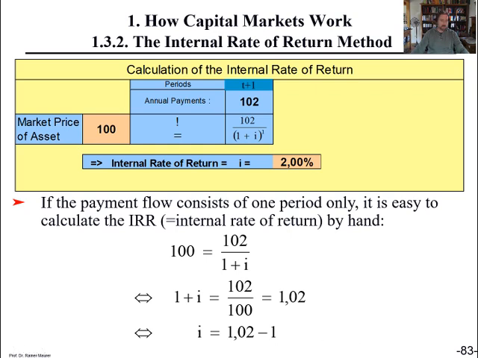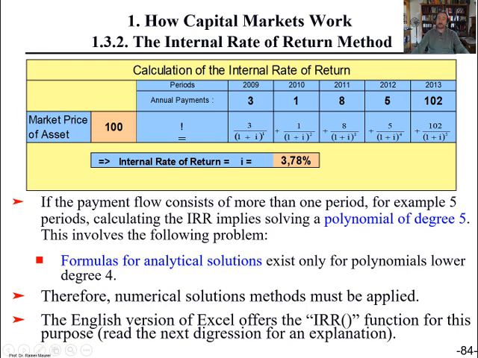Finding the internal rate of return gets, however, much more difficult if payments spread over more than just 1 year. If the payment flow consists of more than one period, for example 5 periods, calculating the internal rate of return implies solving a polynomial of degree 5. This involves the following problem. Formulas for analytical solution of polynomials exist only for polynomials of degree lower than 5. Hence we have no general formula that we can use to solve such a polynomial of degree 5.